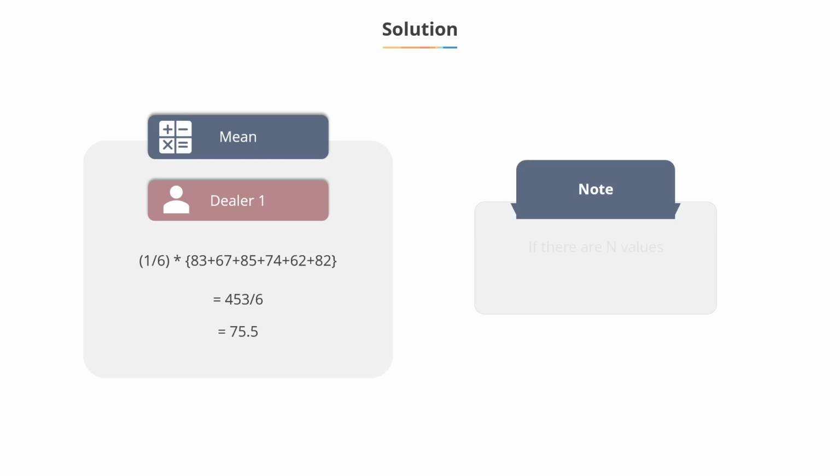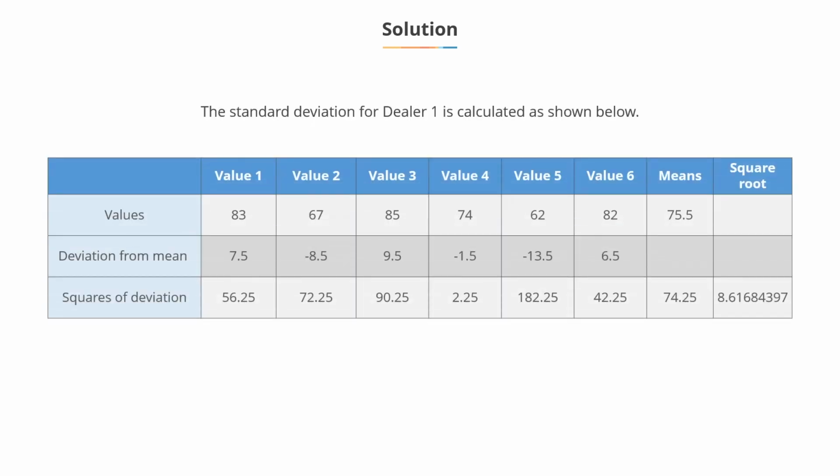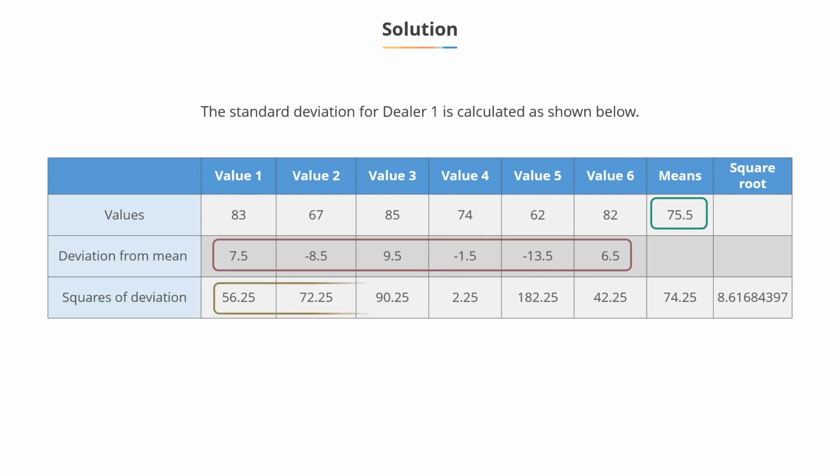Note, if there are n values, 6 will be replaced by n. The summation ranges from 1 to n. For standard deviation, let's calculate the mean, then for each number, subtract the mean and square the result. Then work out the mean of those squared differences. Take the square root of the number arrived at.